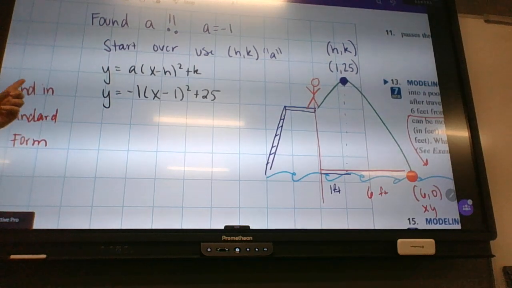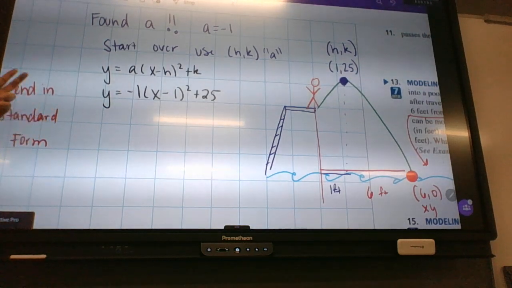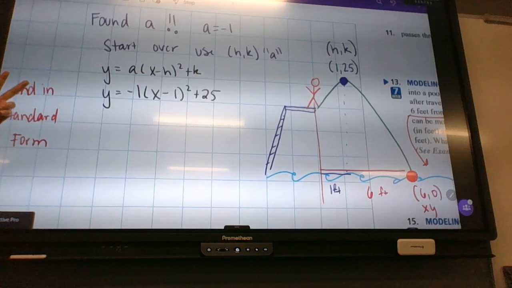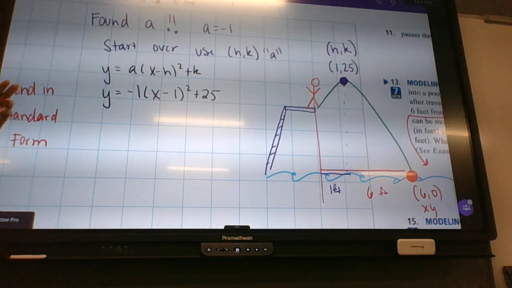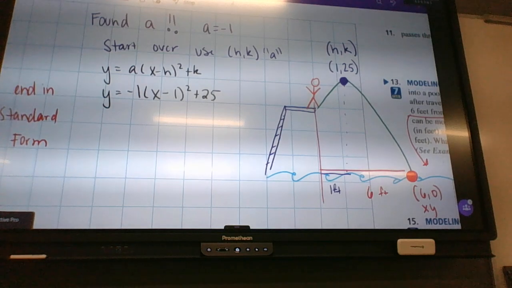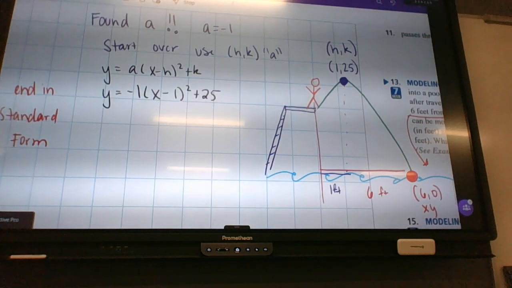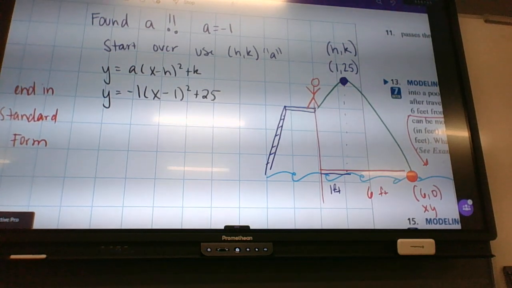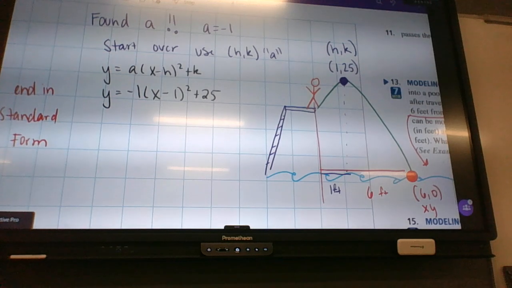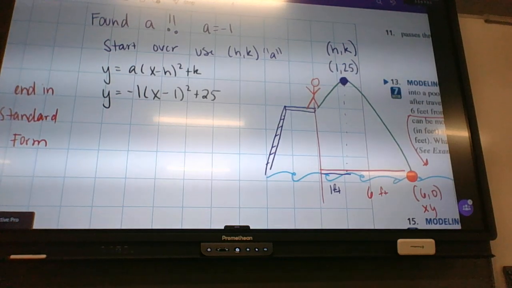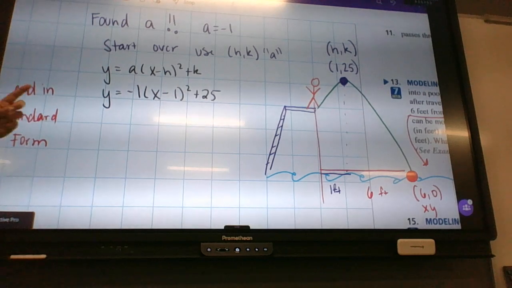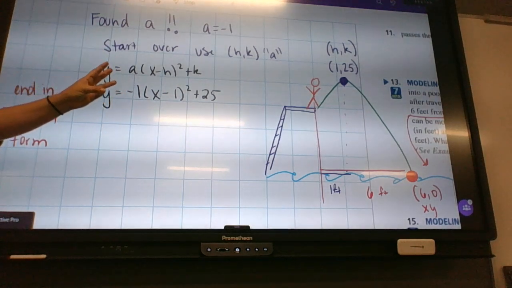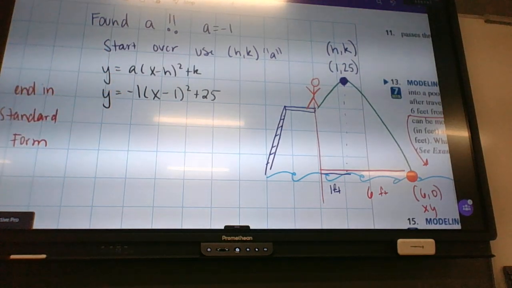It'll be one vertex form, one intercept form, and one graph standard form. So there's a handout with steps with the negative b over 2a. It's 3 questions, very specifically one graphing standard form, one doing this process, and one doing this process but starting with intercept form.